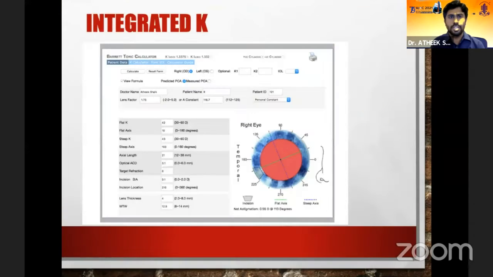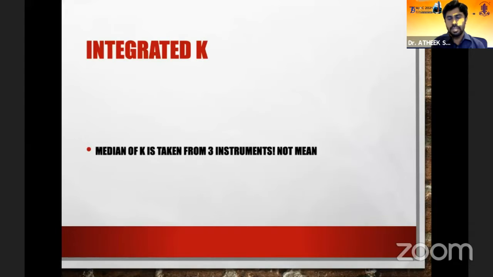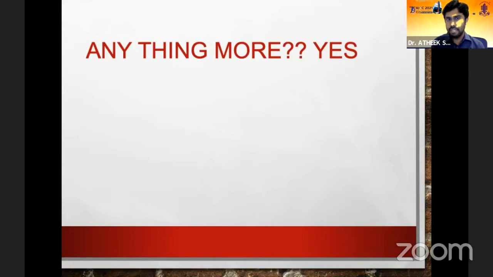And now what's new in K is the K calculator, which comes with the Barrett's formula, which is free of cost. The K calculator helps us to give the integrated K. That is, we can take K from 3 different devices, say our manual K, IOL Master, or our auto K. It calculates the posterior corneal astigmatism and gives us a presumed keratometry, which can be used in the calculator, and it is reasonably good. It gives us the median from these 3 devices.